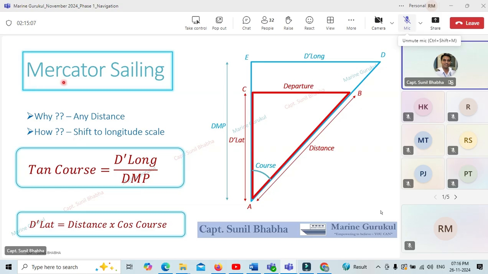Mercator sailing, as I told you before, can be used for any distance, less than 600 or greater than 600 miles, and it gives us accurate courses and distances.